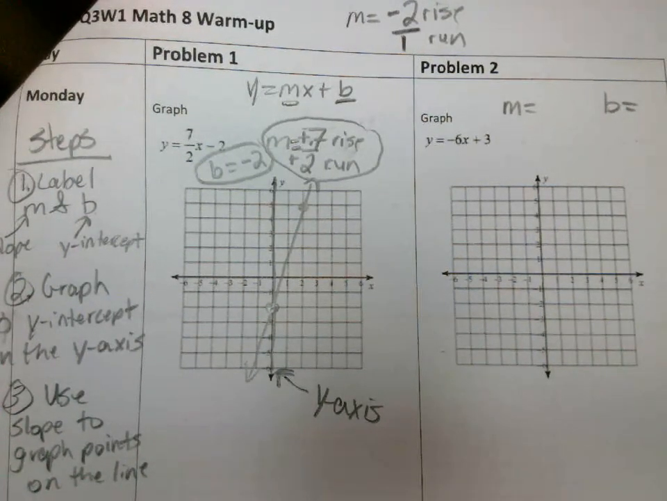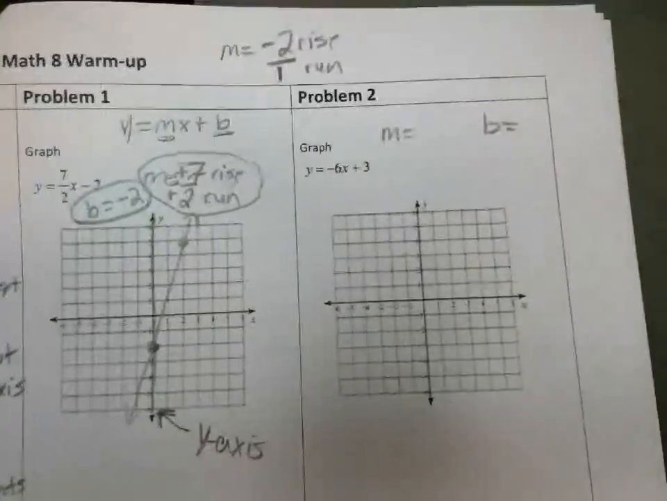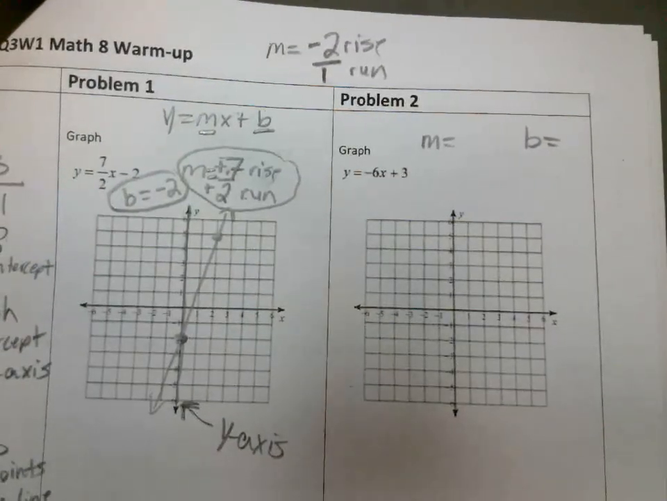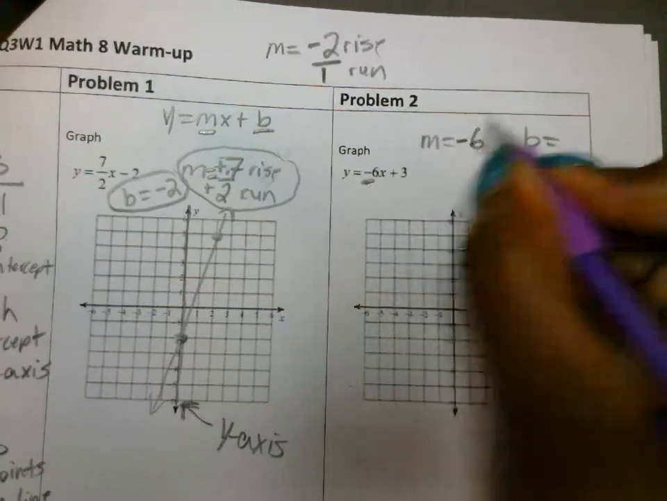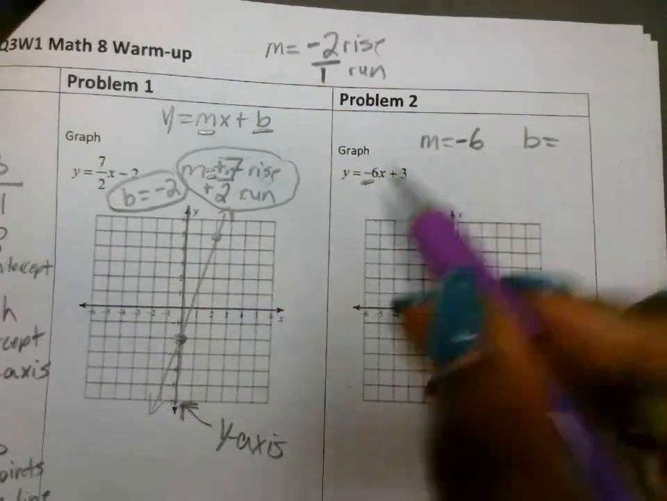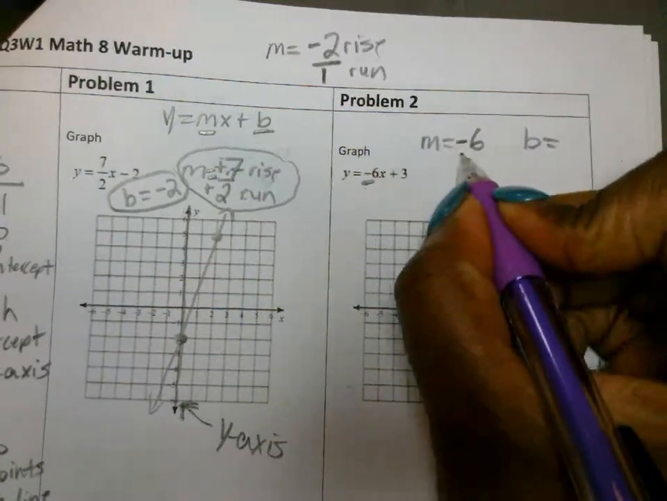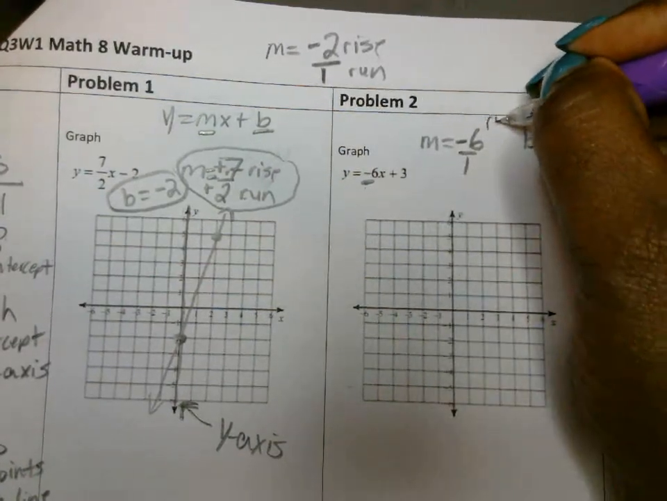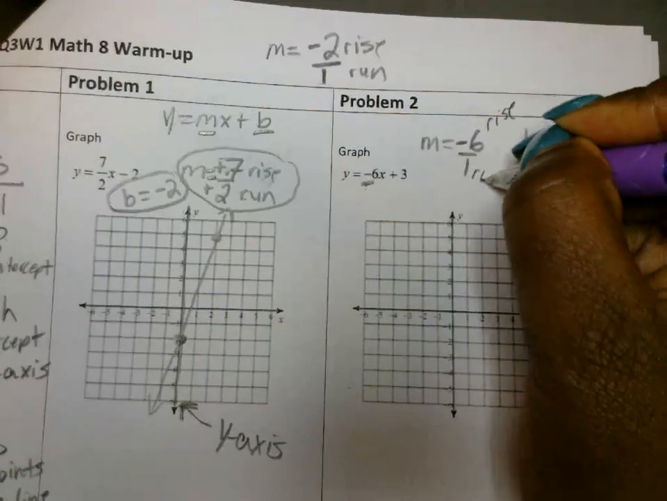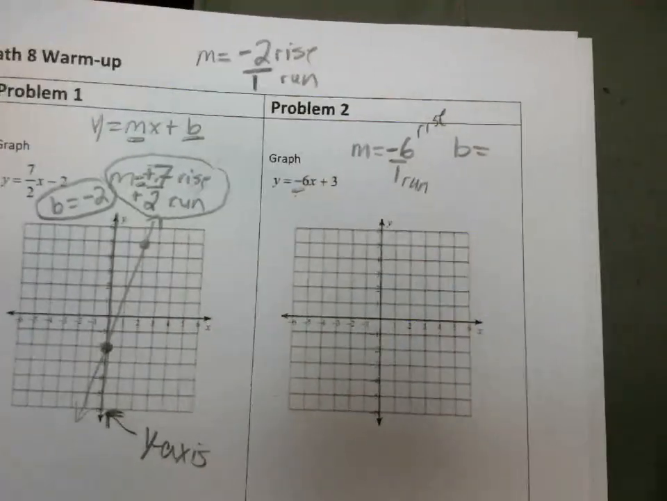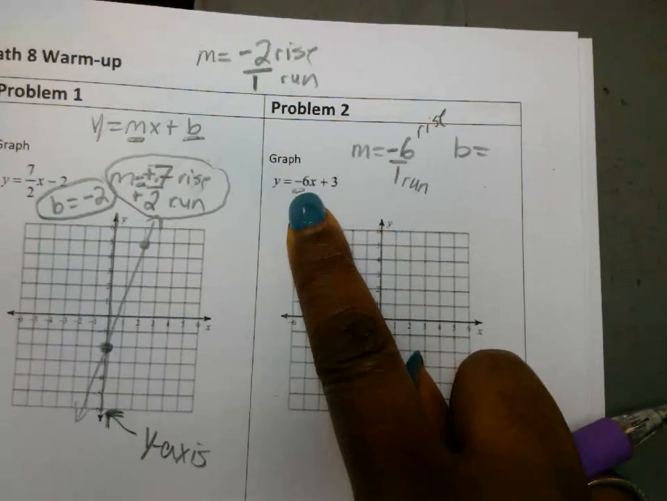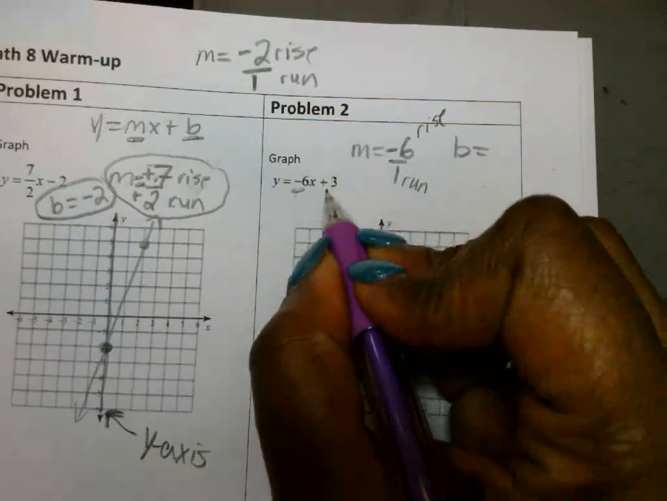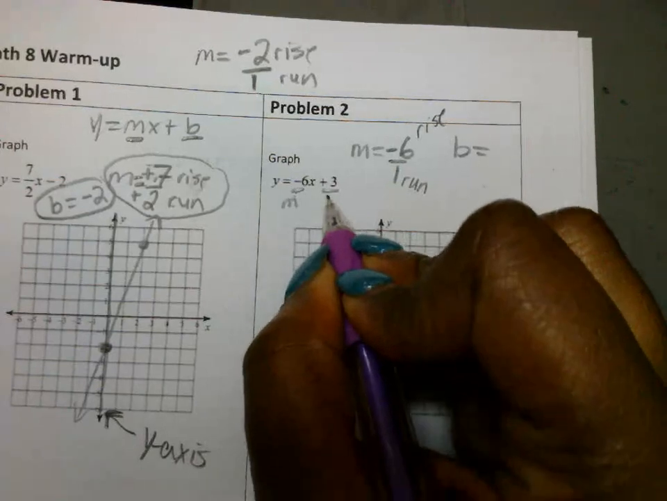All right, so those of you that don't know, what's my M here? Which number is attached to the X? -6 is my M. How do I write -6 as a fraction? Put a 1 under it. So I have rise over what? Run. Okay, this is my M. So this means this is going to be my B. This is M, this is B.